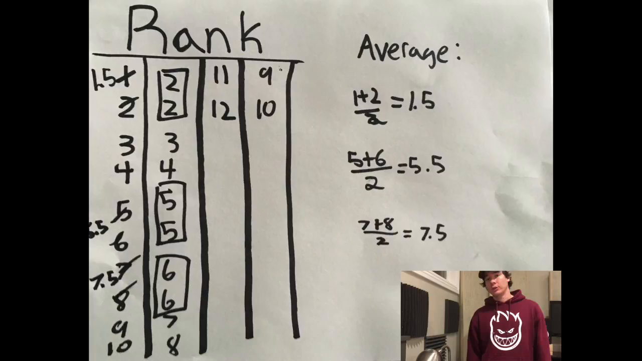What we have to do is average their ranks so they can share a spot. The way you do this is you take the rank of each one, add them together, and divide by 2, giving the average. So the 2's are going to get the 1.5 position, the 5's get the 5.5 position, and the 6's will get the 7.5 position.